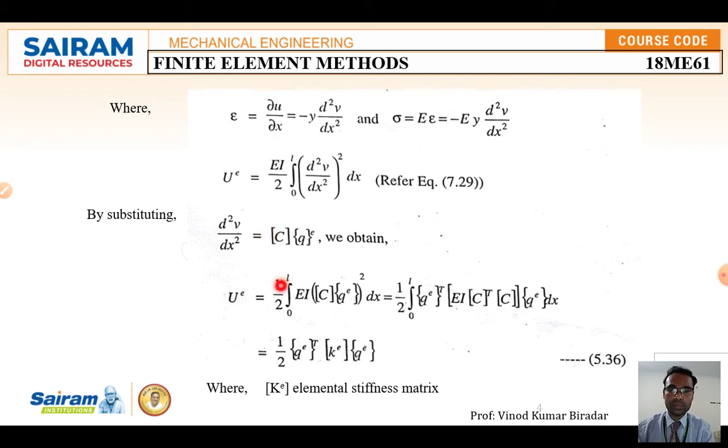Half of, EI is a constant, Young's modulus and moment of inertia. In place of this we substitute this equation, whole square again. Simplifying, this is half of the integration from 0 to L, where q is some constant, of q transpose, EI, C transpose C, and q. Now rewrite this equation: half of q transpose times this, and this is nothing but the stiffness matrix, the element stiffness matrix, denoted by k e, where k e stands for the element stiffness matrix. Give this equation number 2.